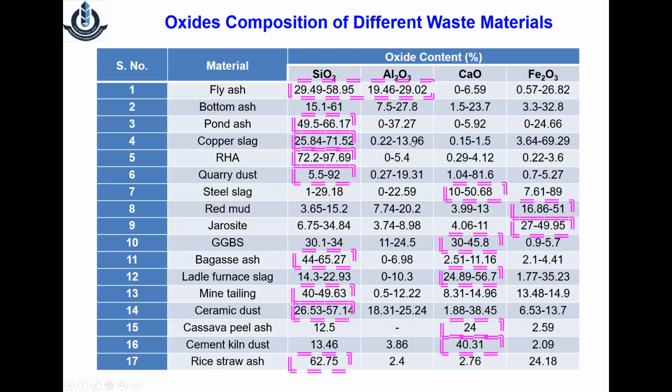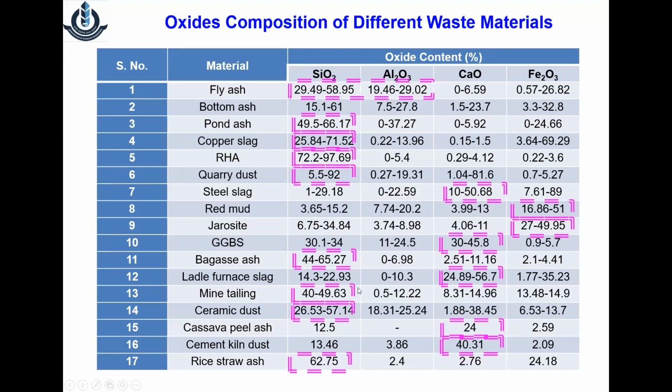And if you touch upon the people who are dealing with geopolymer concrete or alkali activation, they specifically talk about the proportion of silicates and aluminates, that is SiO2 and Al2O3. If these two compositions are dominant, they say that yes, these materials can be utilized for making geopolymer concrete, or alternatively to develop alkali activated concrete. So that also I will demonstrate in my presentation.